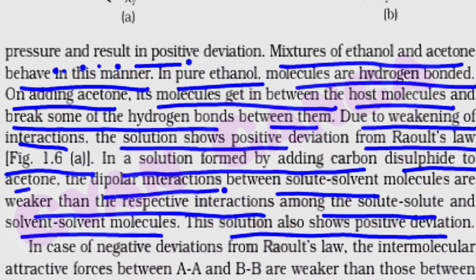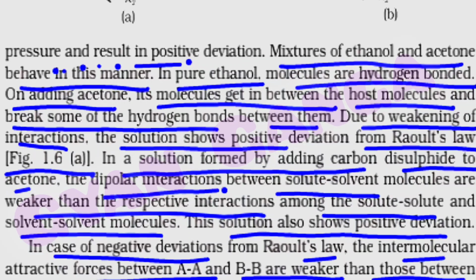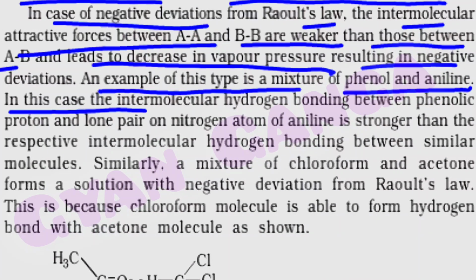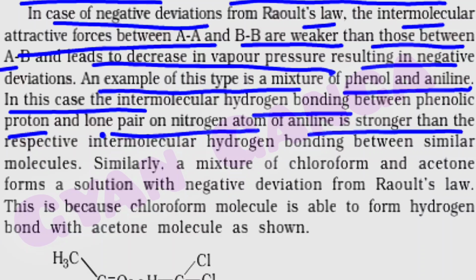In case of negative deviation from Raoult's law, the intermolecular attractions between A and B are stronger than those between A and A and between B and B, and this leads to a decrease in vapor pressure, resulting in negative deviation. An example of this type is a mixture of phenol and aniline. In this case, the intermolecular hydrogen bonding between the phenolic proton and the lone pair of the nitrogen atom of aniline is stronger than the respective intermolecular hydrogen bonding between similar molecules.